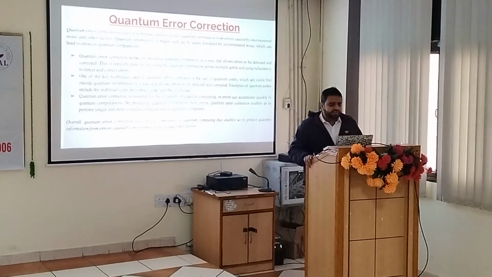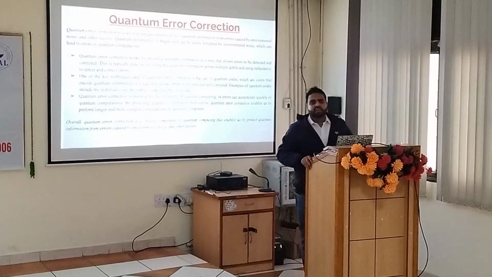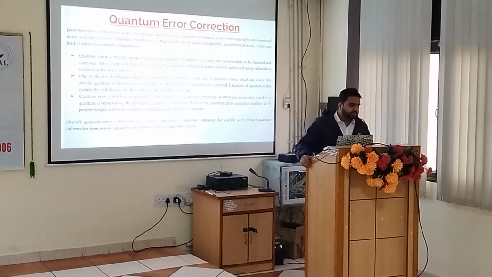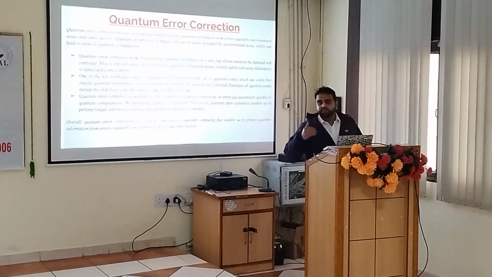Quantum error correction is essential for the reliability of quantum computing. Errors can accumulate quickly in quantum computations. By protecting quantum information from errors, quantum error correction enables us to perform longer and more complex computations on quantum computers. So again, quantum error correction is very important for quantum computers to sustain in our real world applications. So we need to explore different algorithms, how we can identify the errors and how we can correct them. Okay.